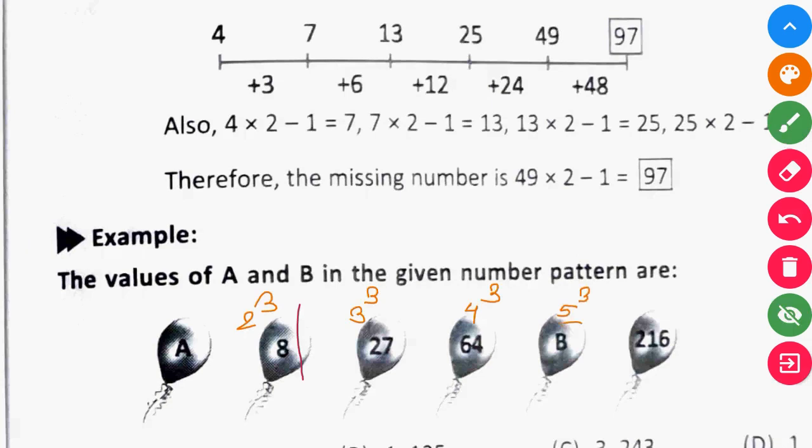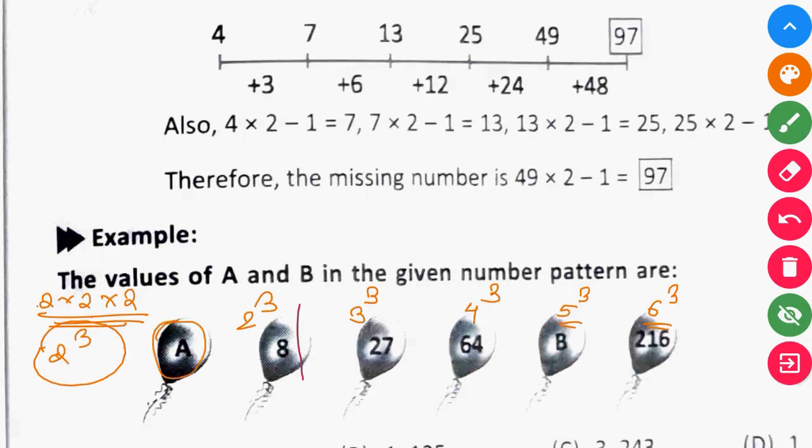So here the cube of 5 must be there and 216 is the cube of 6. Now what is meant by cube? If the same number is multiplied by itself 3 times, meaning 2 multiplied by 2 multiplied by 2, 3 times, then we can say we have calculated the cube of 2.